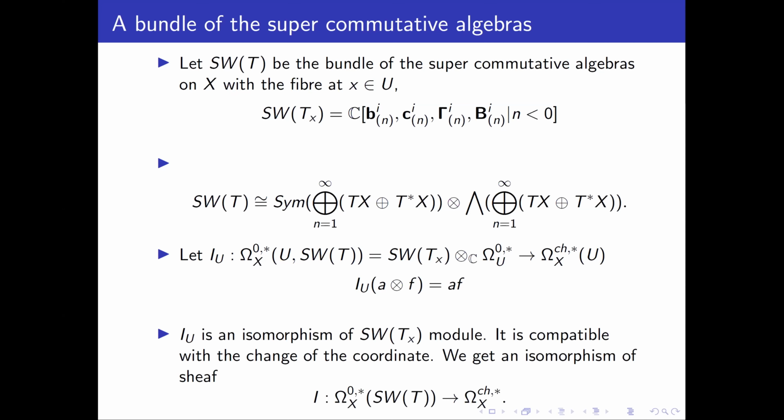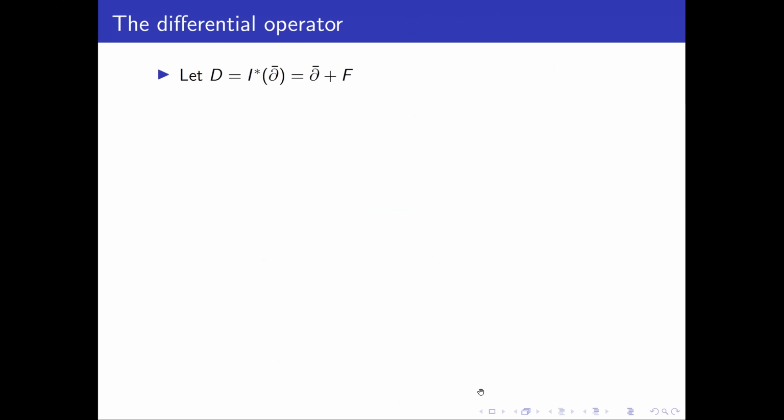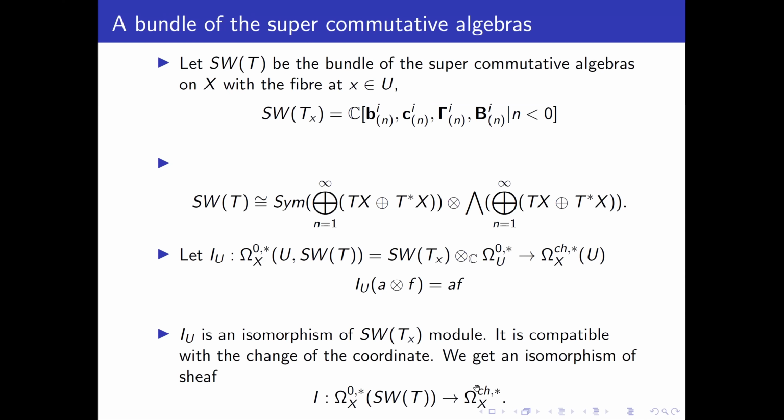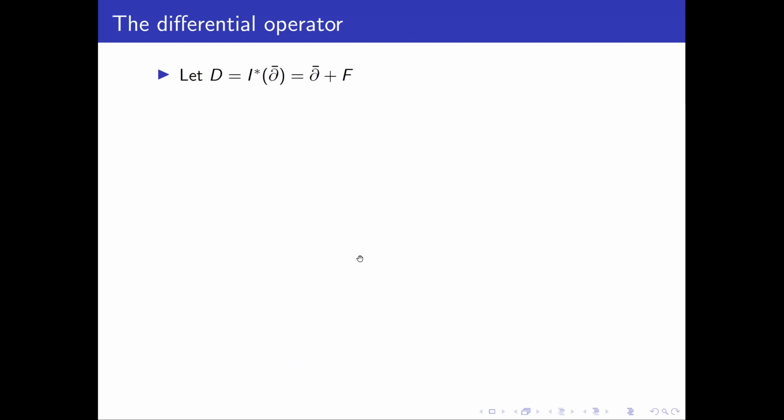Now, this I_U is an isomorphism. It's obviously an isomorphism, and it is compatible with the change of coordinate, because when we change coordinate, the change function is anti-holomorphic. So it has nothing to do with the VOA structure, because they all commute with the VOA elements. So we get an isomorphism of this sheaf. Now we can calculate the cohomology of the chiral de Rham complex using this complex. It's defined by a vector bundle. The only thing we changed is the d-bar operator: when we pull back the d-bar operator, it becomes d-bar plus f.